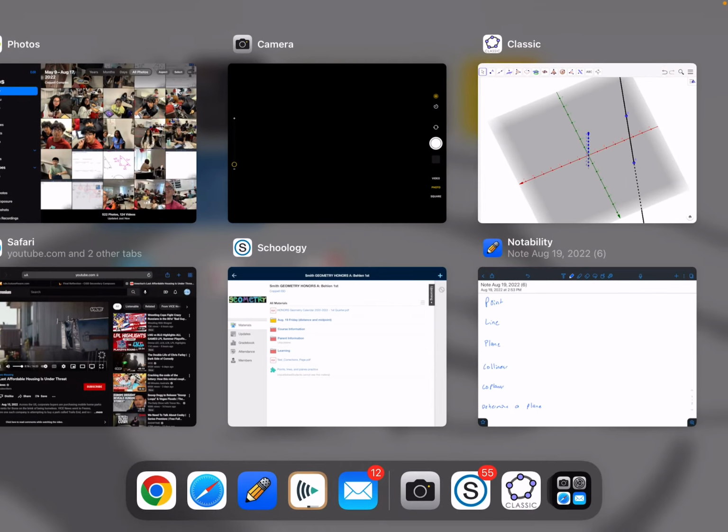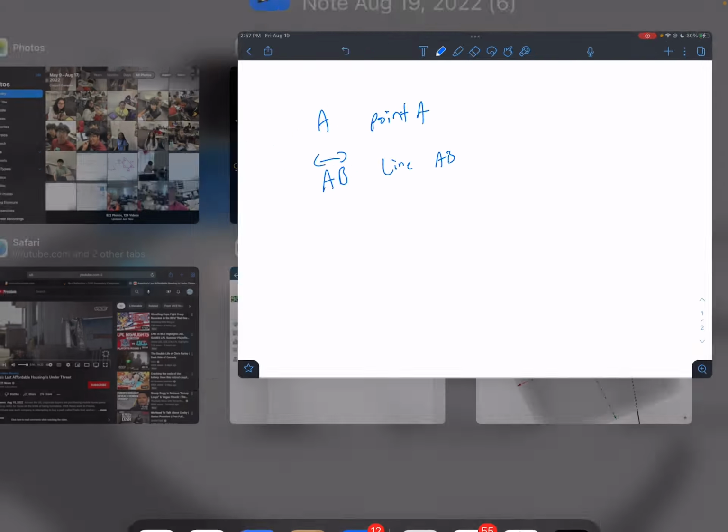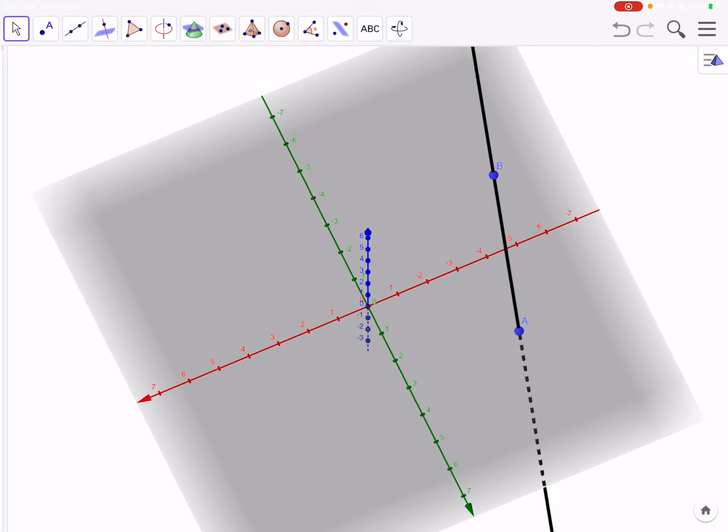So when you name lines, you're going to name them with 2 points. Like line AB is a line that hits both A and B. You would never say just line A or capital A. So this means line AB. This means point A. A single capital letter is a point, not a line. So you name a line with 2 points.